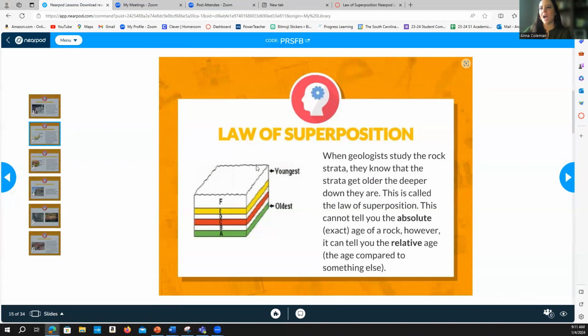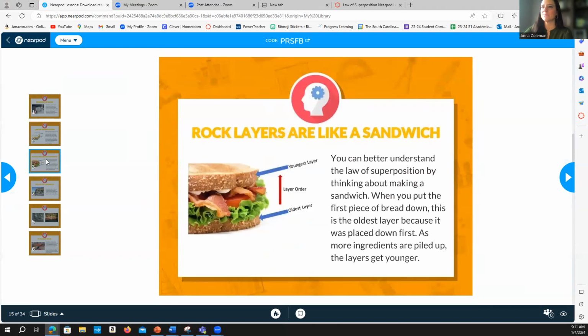I can only apply it. So you can only tell this by a relative. You're comparing each layer to the other layer, but there is no specific number, okay?